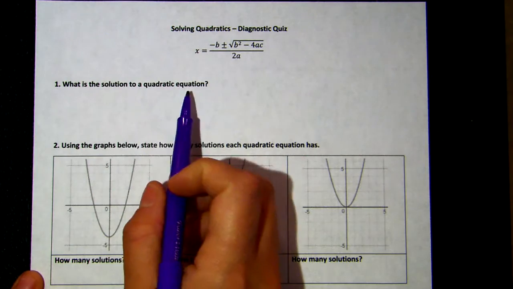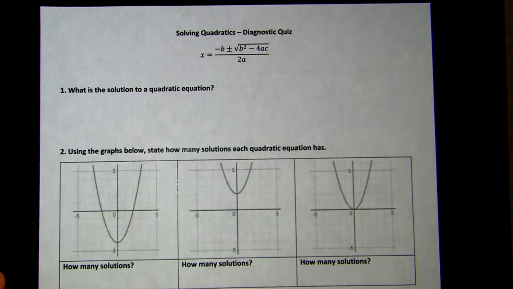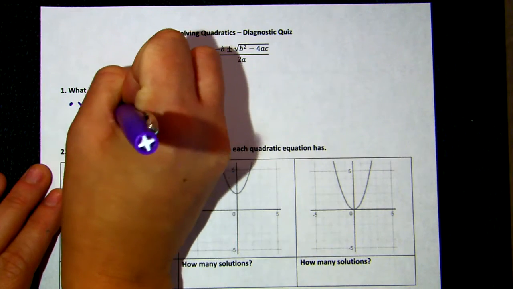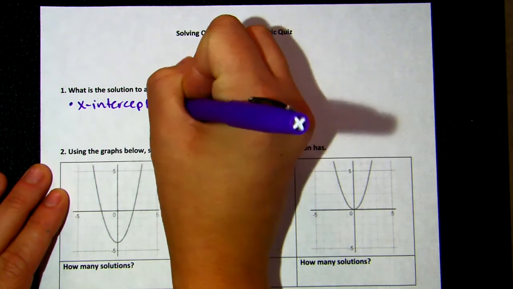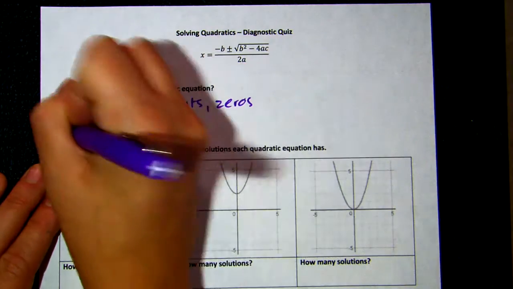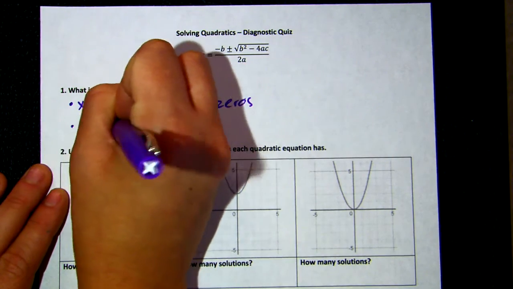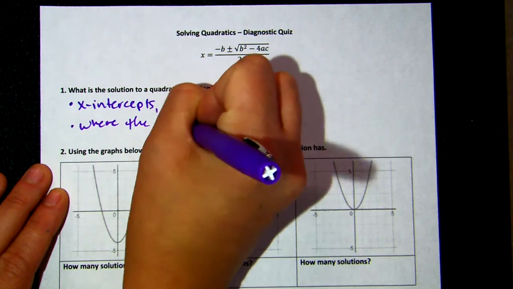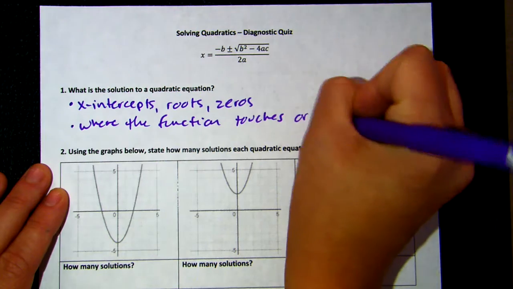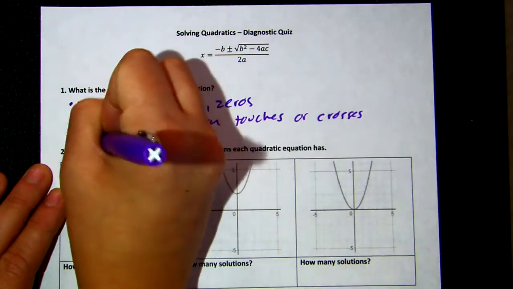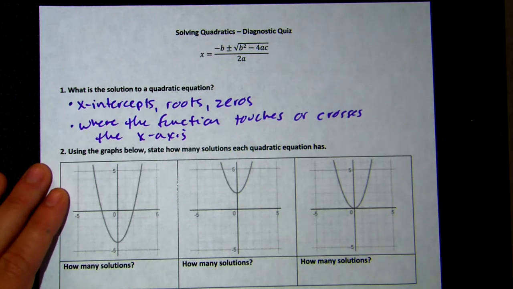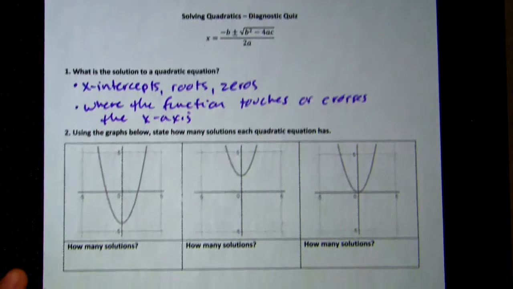The first is, what is the solution to a quadratic equation? There's quite a few answers you could put here. X-intercepts is one. Roots is another one. We also call them zeros, but it is essentially where the function touches or crosses the x-axis. So we're looking for where the function touches or crosses the x-axis.